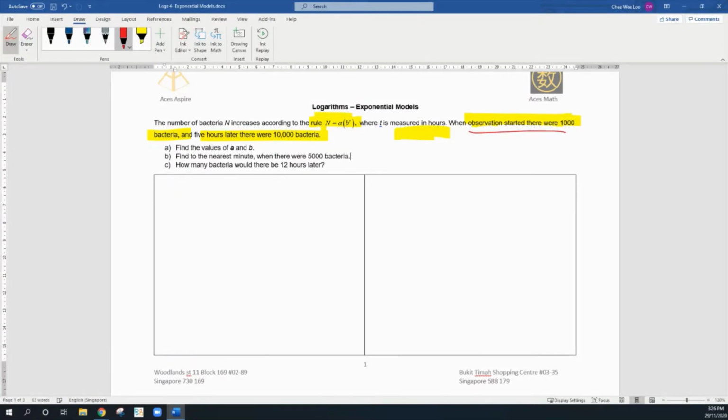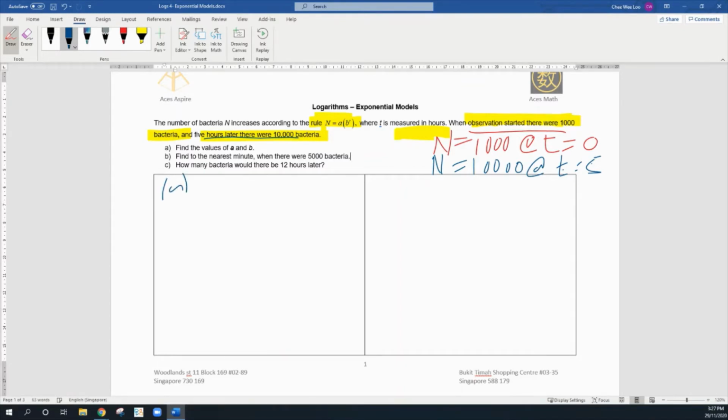The first piece of information tells me n is equal to 1,000 at t is equal to 0. The second piece of information tells me n is equal to 10,000 at t is equal to 5, since the time step indicated by the model itself is in terms of hours. So there we have a pair of simultaneous equations that we can actually use to solve for A and B.